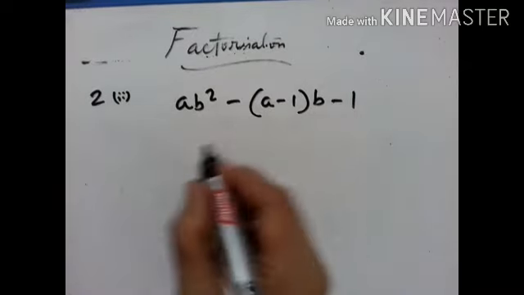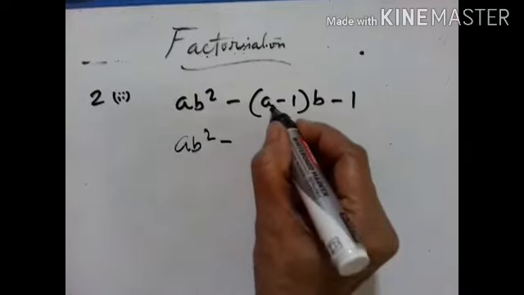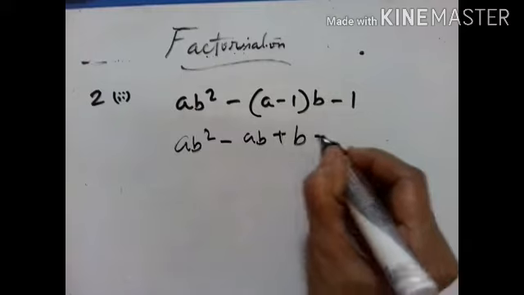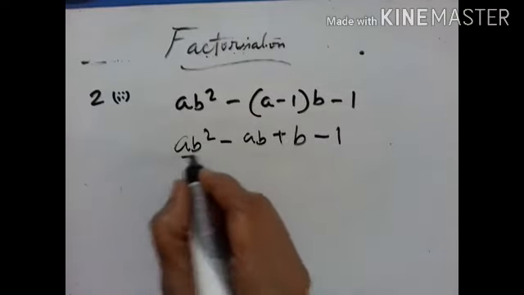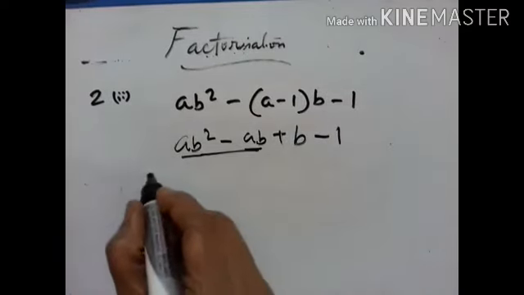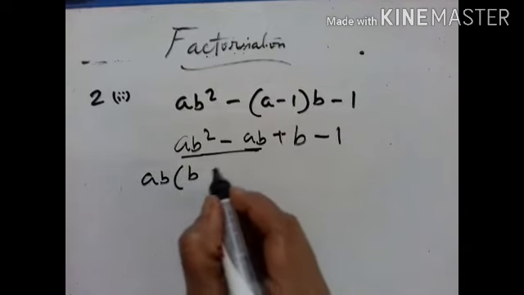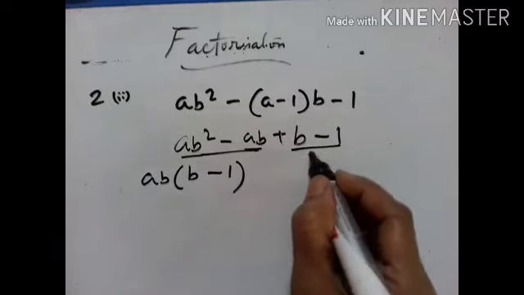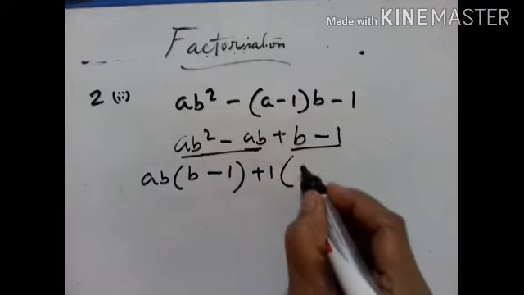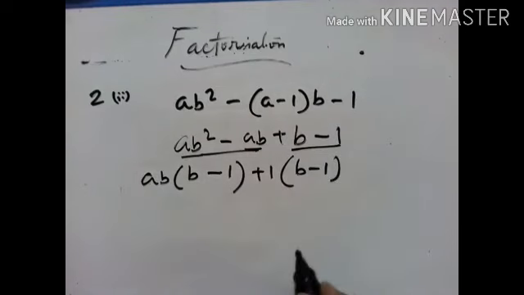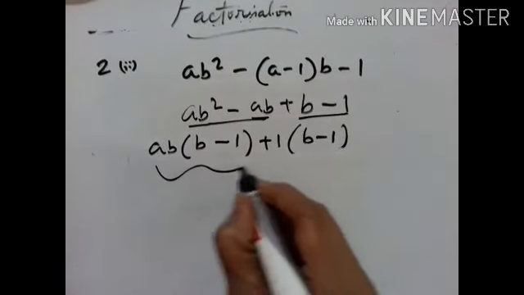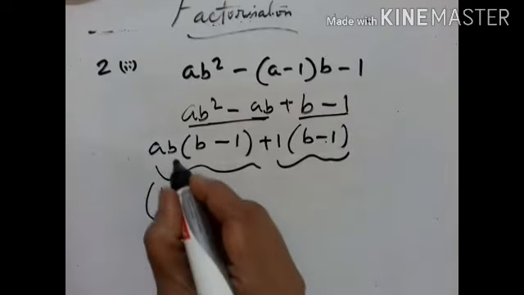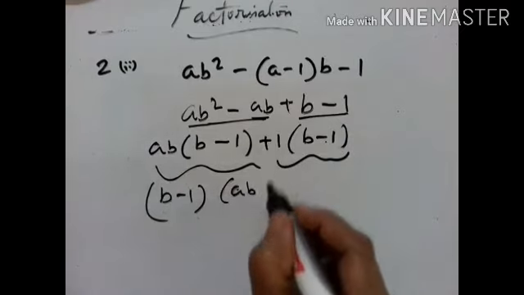Let us simplify this first. ab squared minus a into b, ab minus into minus plus 1 into b is equal to b minus 1. Here ab is common. Take ab outside. What remains? b. ab has gone out, so 1 remains. Inside the bracket you will get b minus 1. Now in these two terms, b minus 1 is common. Take b minus 1 out. What remains here? ab plus 1.